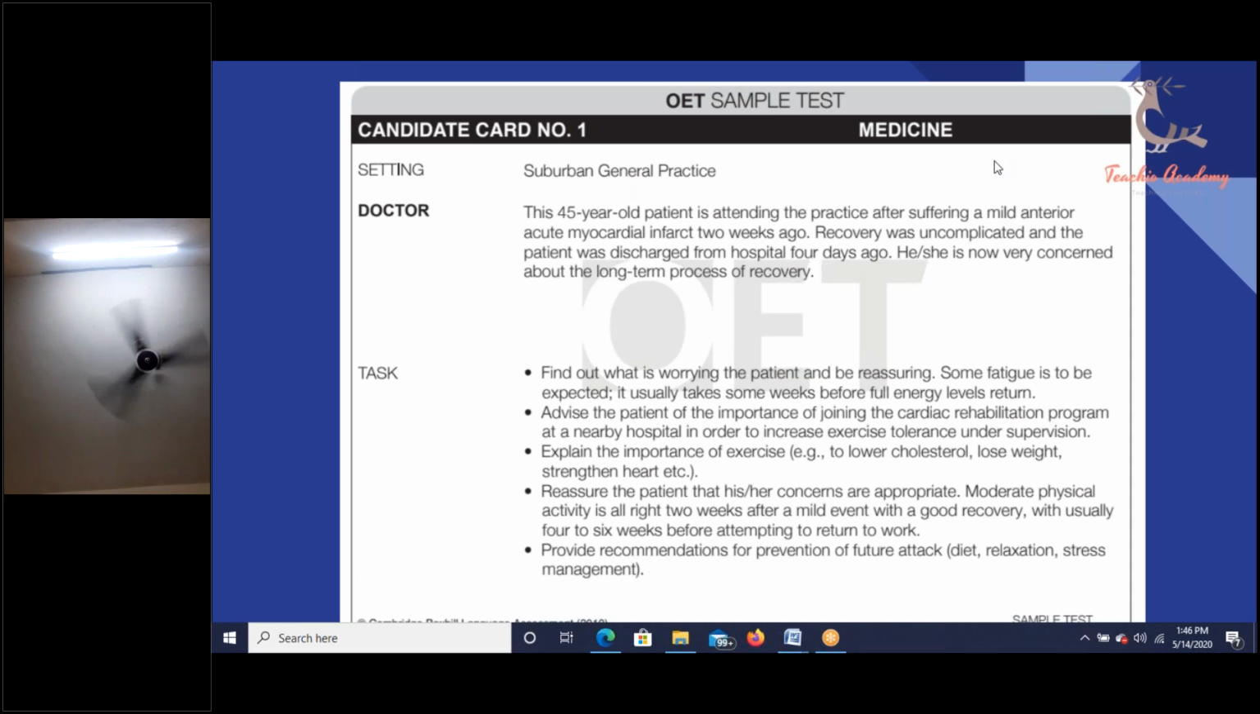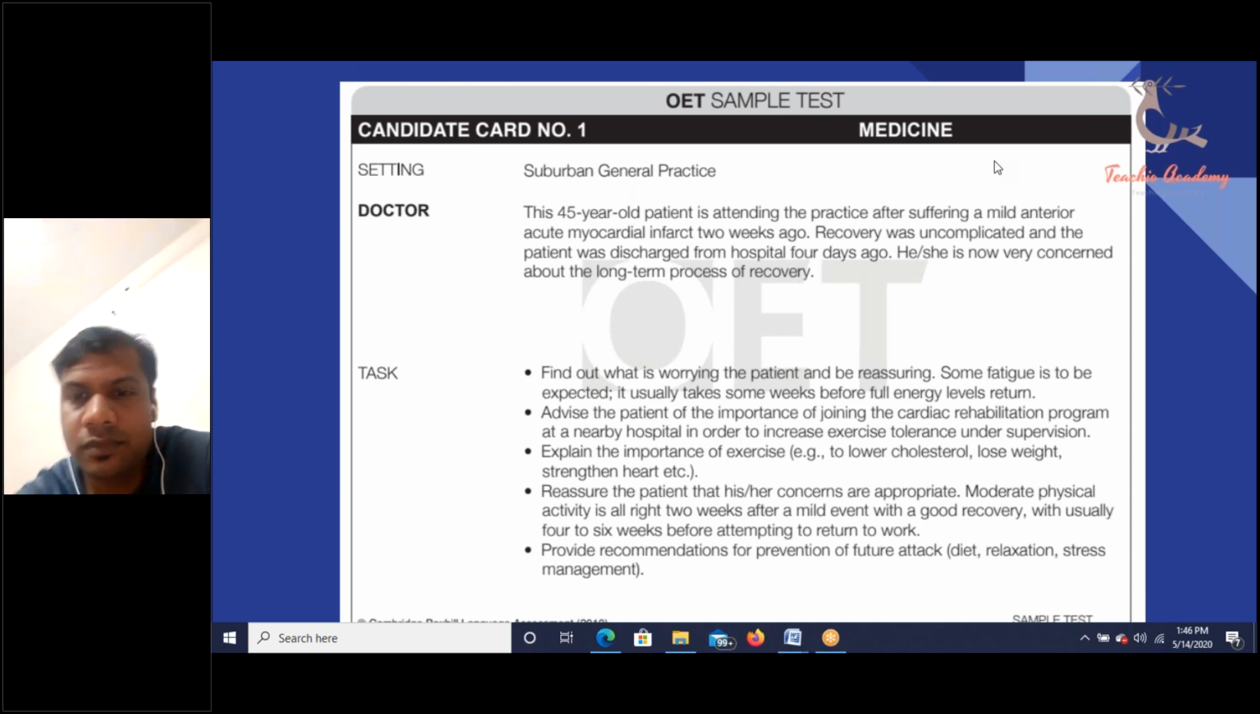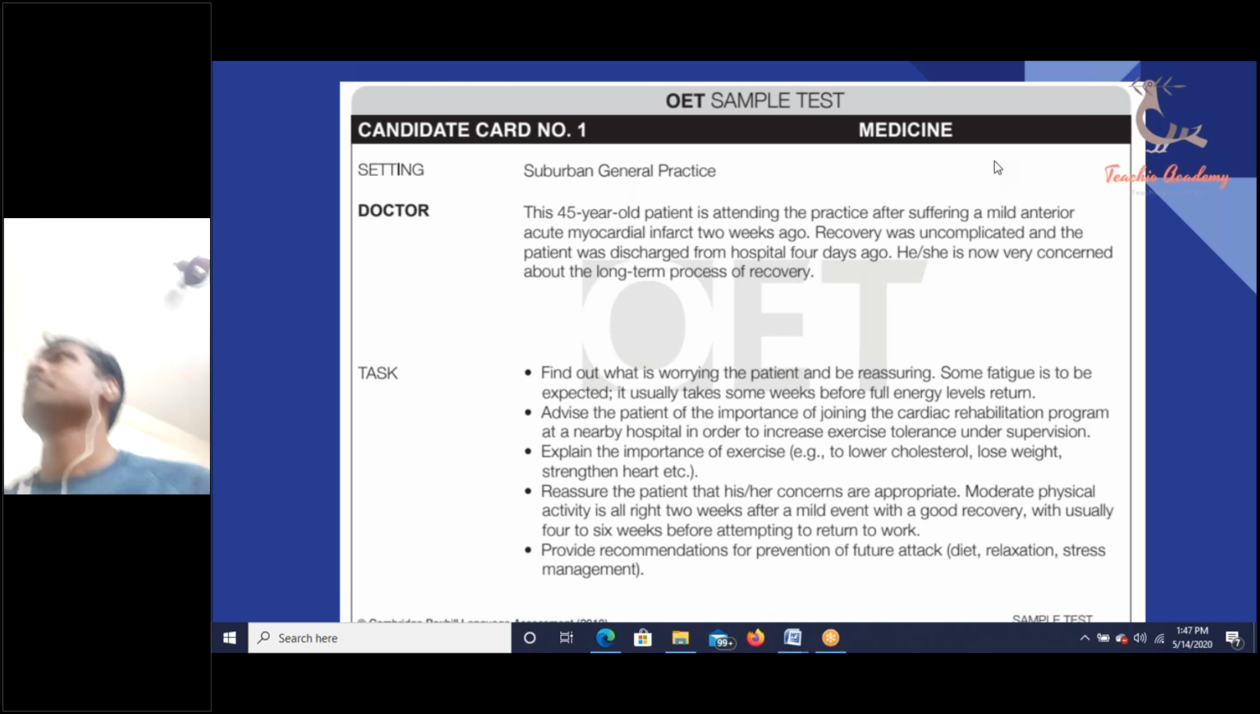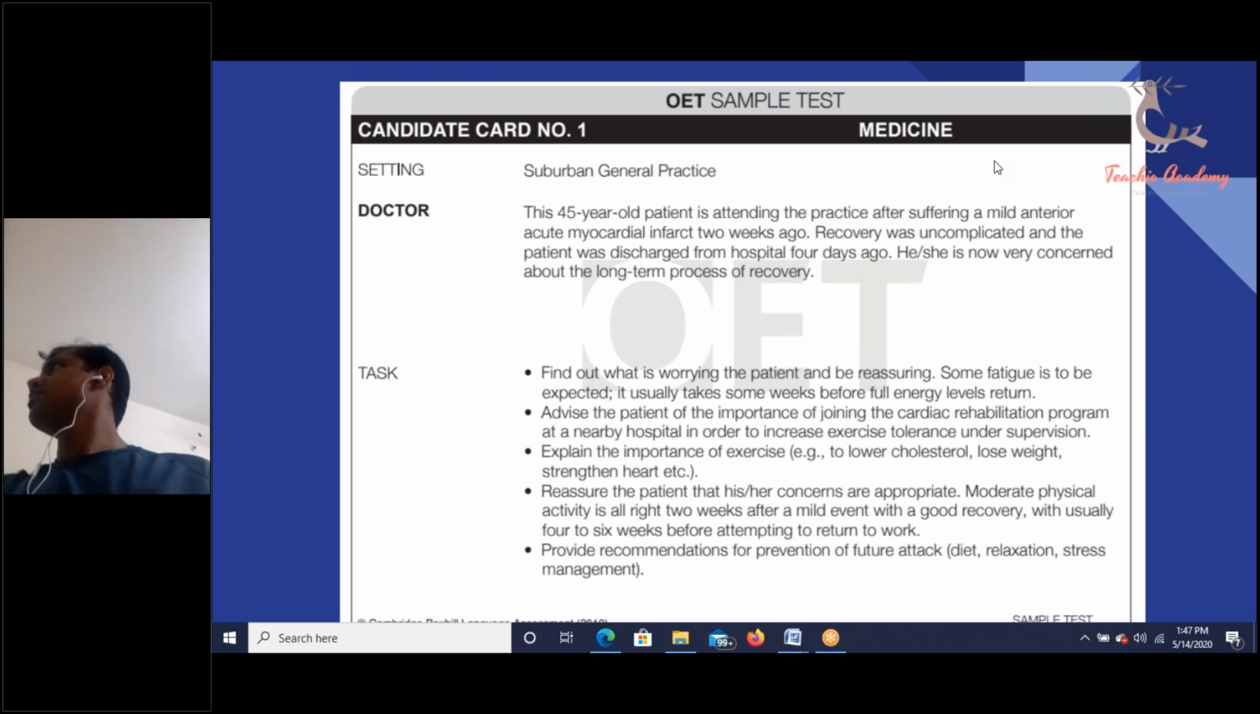I know we've got lots of nurses with us as well. Nurses, even though this is a medical task, I still want you to make notes on this task like you would make on an OET test. The rules are the same for doctors as well as nurses. I want you to make a good set of notes using this task.